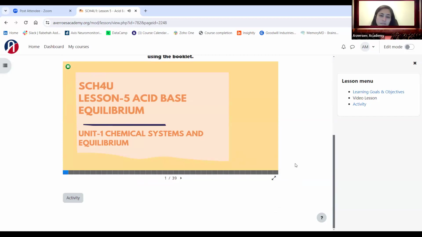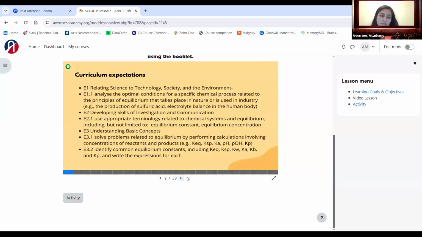Hello, everyone, and welcome to Unit 1, Lesson 5. Today we're talking about acid-base equilibrium. So let's get started. As always, here are your curriculum expectations. Analyze the optimal conditions for a specific chemical process related to the principles of equilibrium. Use appropriate terminology related to chemical systems and equilibrium, and solve problems related to equilibrium by performing calculations. And identify common equilibrium constants and write their expressions.